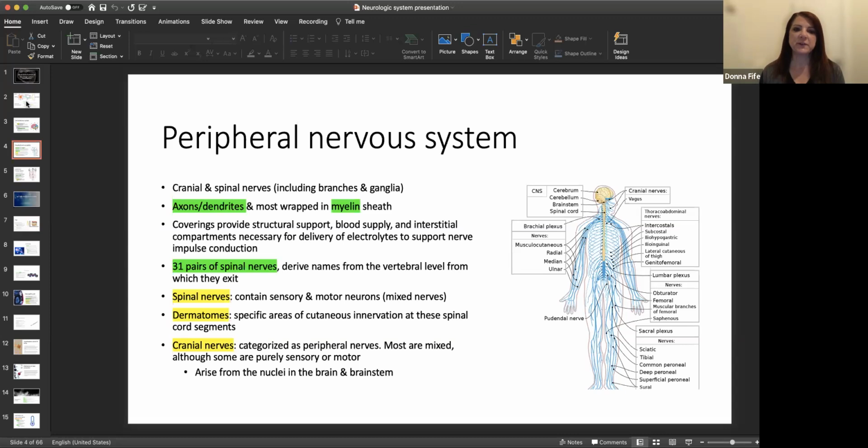Dermatomes are specific areas of cutaneous innervation at the spinal cord segments. And the cranial nerves, which are categorized as peripheral nerves. Most of these are mixed, although some are purely sensory or some are purely motor. And these arise from the nuclei in the brain and the brainstem.